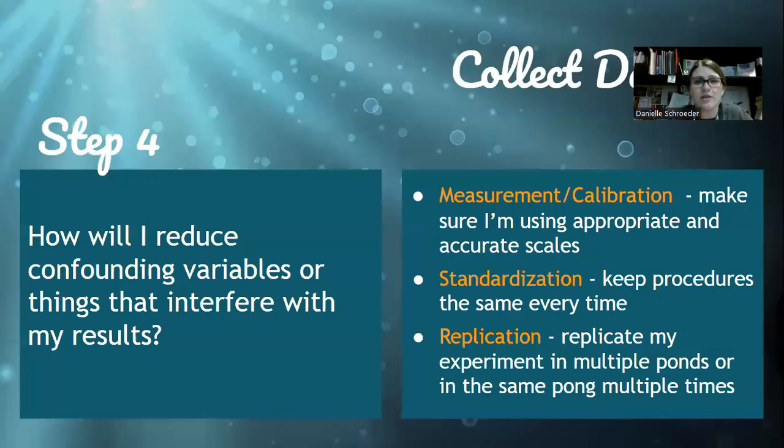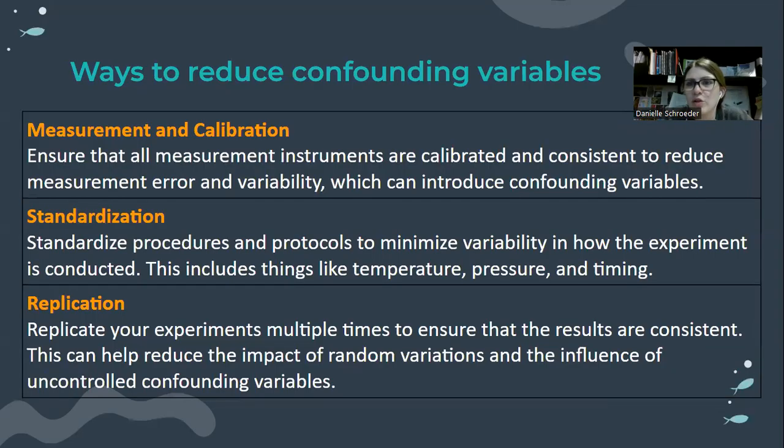For my project, though, I'm looking at measurement and calibration, standardization, and replication. Let's take a closer look at those ones. In measurement and calibration, I'm going to ensure that the measurement instruments that I'm using are all calibrated correctly. So my electronic balance is calibrated correctly and consistent to reduce measurement error and variability, right?